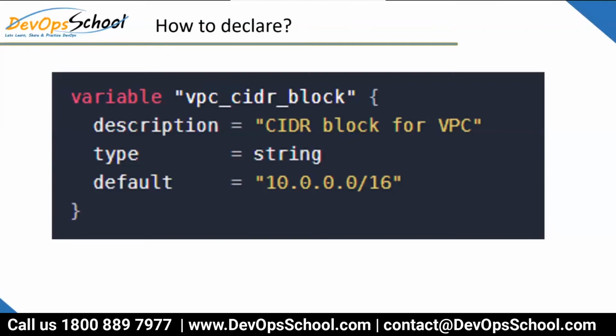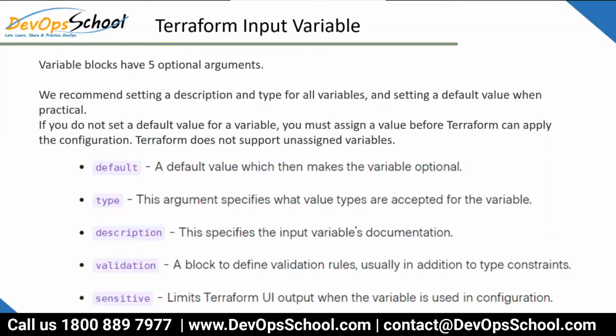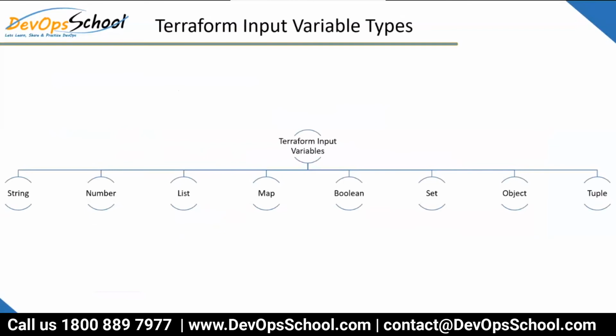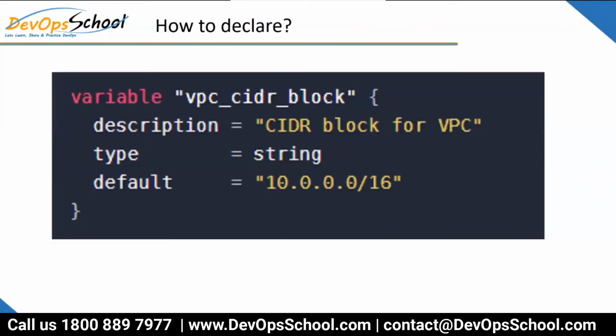So here you look at this. This is how you declare the variable. Look at the section default, type, description. Here you have default, type, and description. So here you have variable. The name of the variable is vpc_cidr_block. Look at the type of the variable. This is string type. Remember that I said these are the different types of variable you can declare: string, number, list, map, boolean, set, objects, tuple. These are string type variables, and the value which is set in default, you see that double quotes, so string, that is there. So this is how to declare a variable.